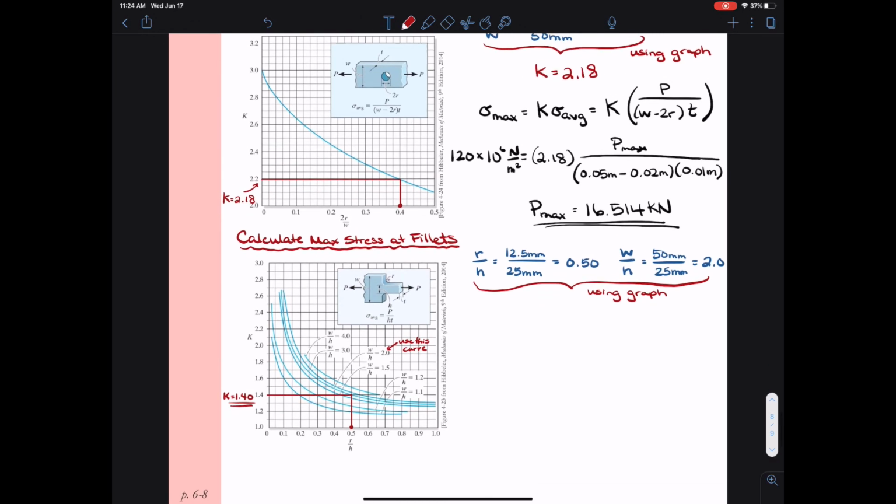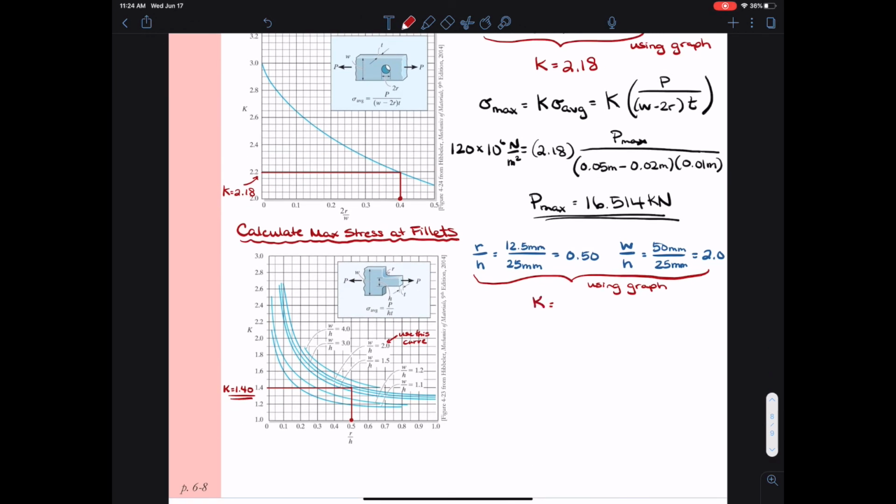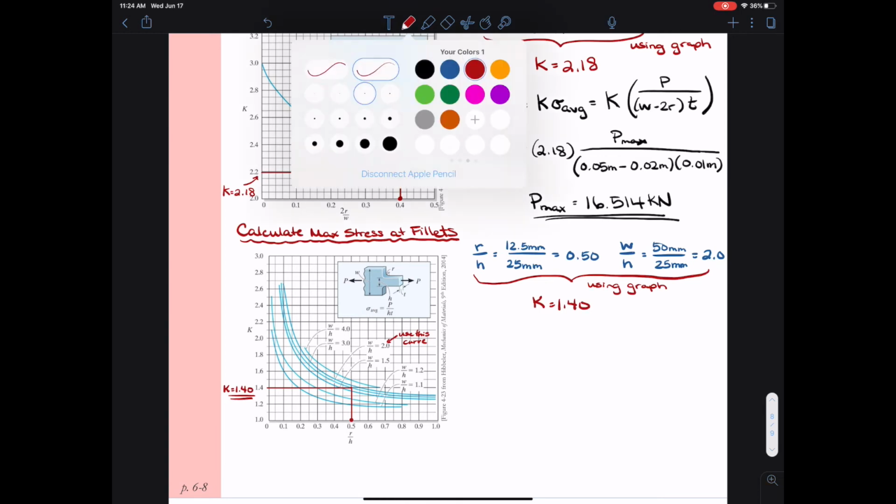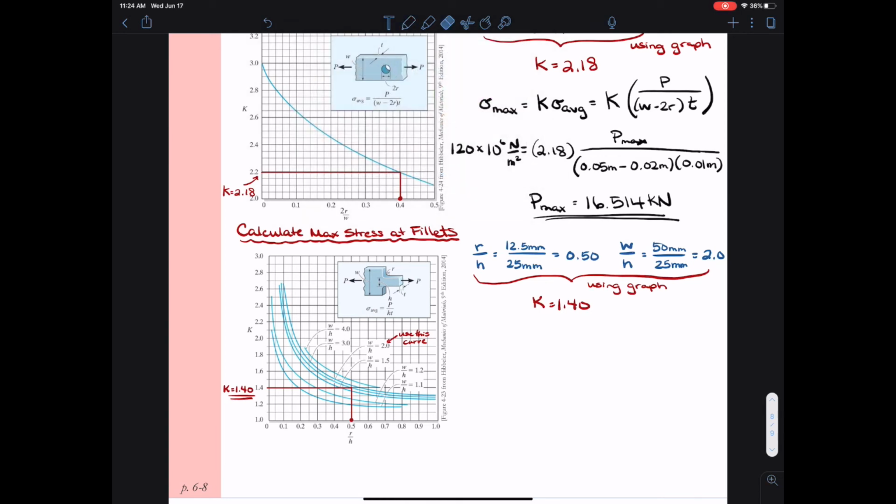So then the solution follows the solution above. I set up my maximum stress, sigma max, equals K times sigma average, and I'm able to then solve for the maximum allowable load P that I can apply to this bar. In this case, sigma average is P divided by h times t. So this is the cross-sectional area for the smaller portion of the bar.